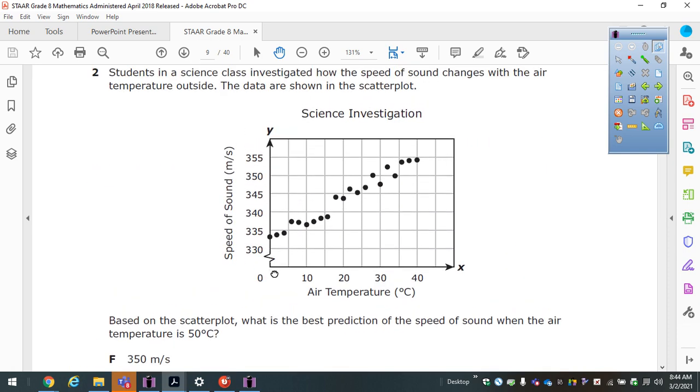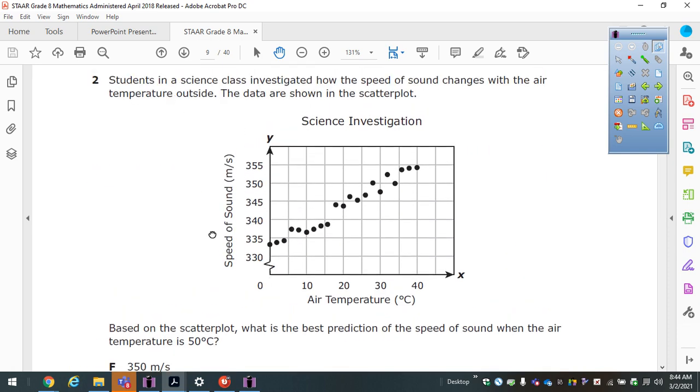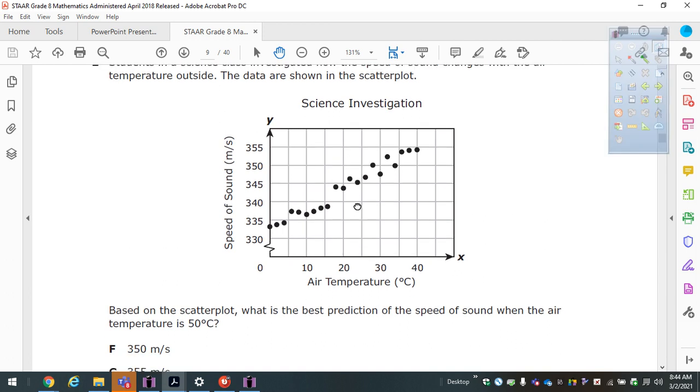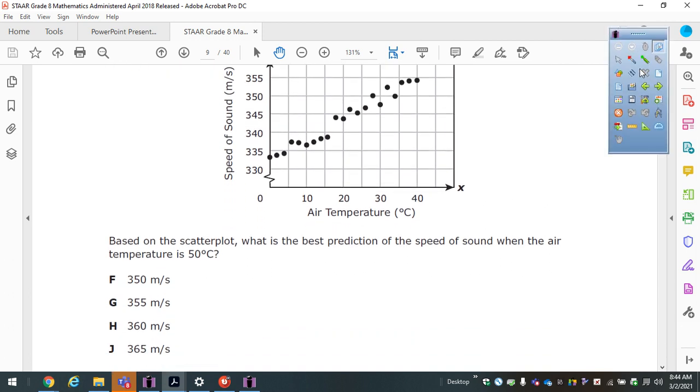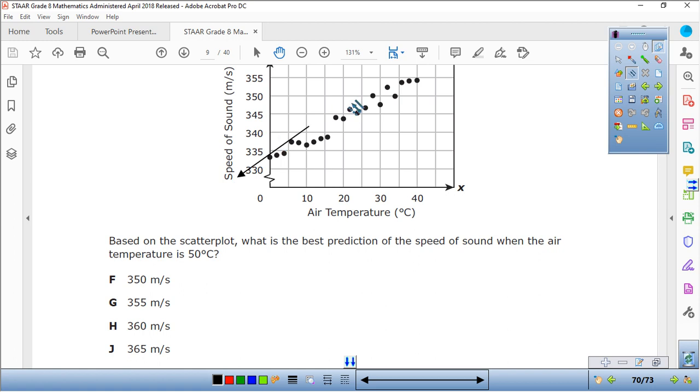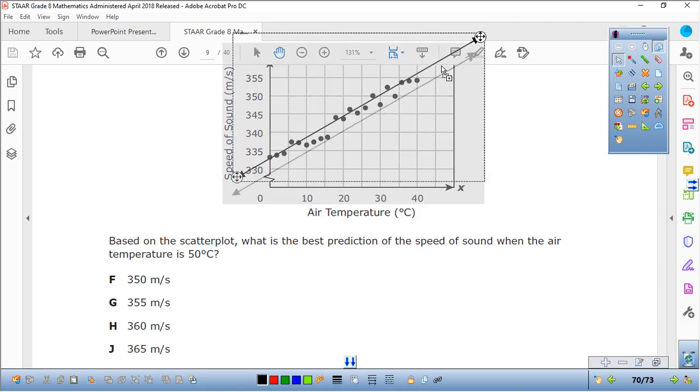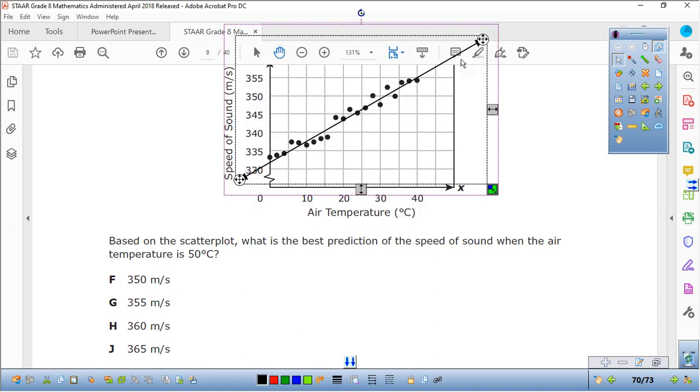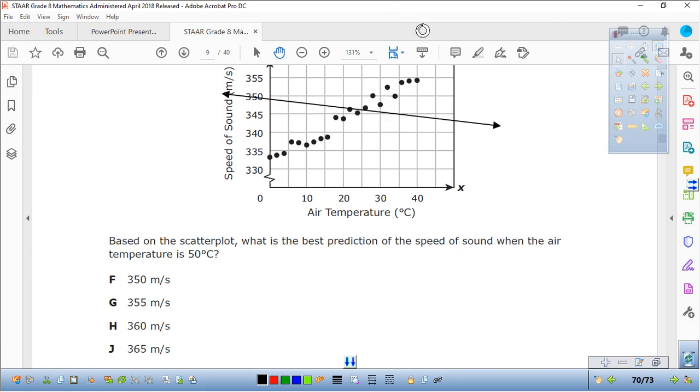Next one, number 2. This one's saying, so the question, right? I see this. This is what you should automatically think, and I told you that from the very beginning: draw a line that best fits. That's it. Okay. Now, you can't have your line too low. You can't have it too high. You can't have it going through there and just weird. Try to have some equally above, equally below, going through some. And this is going to be, again, the closest, the best prediction.